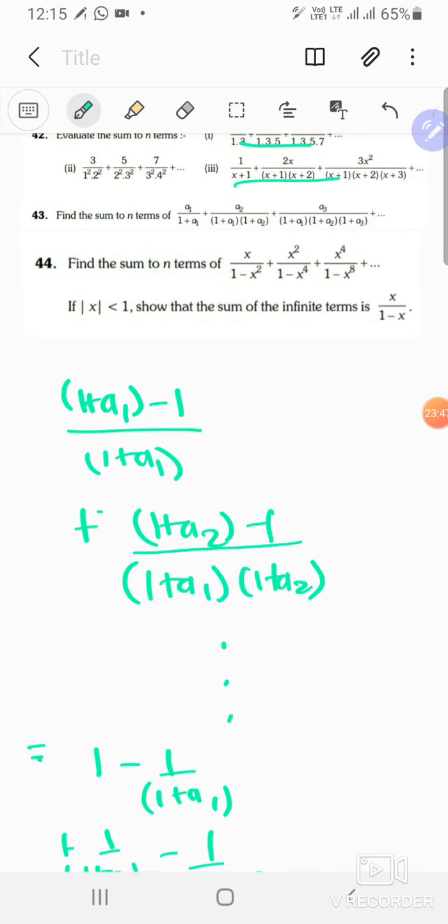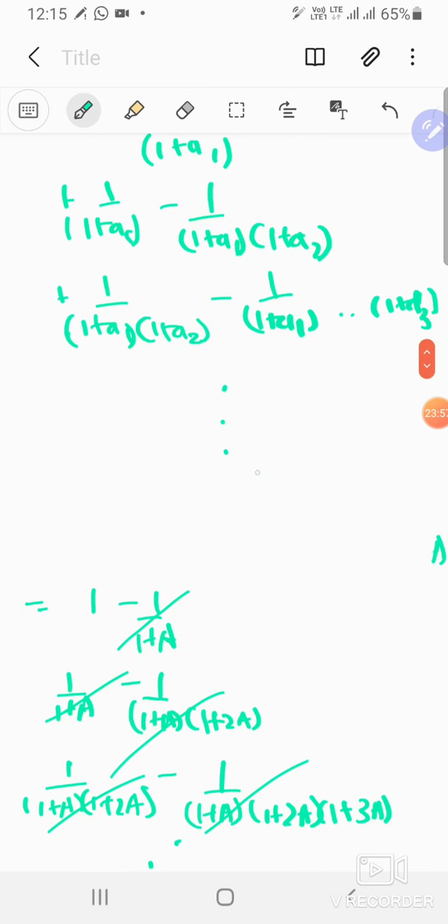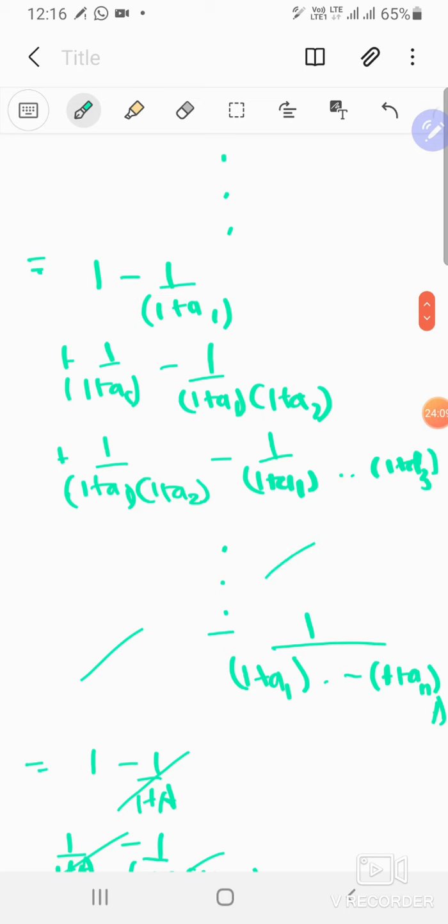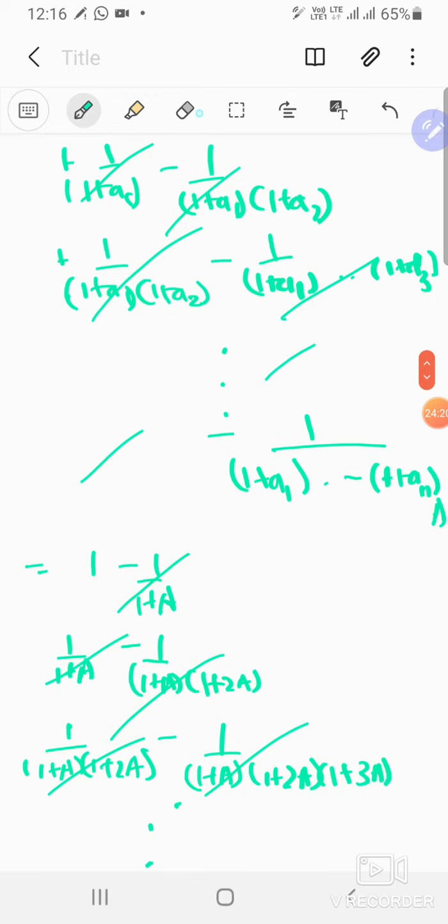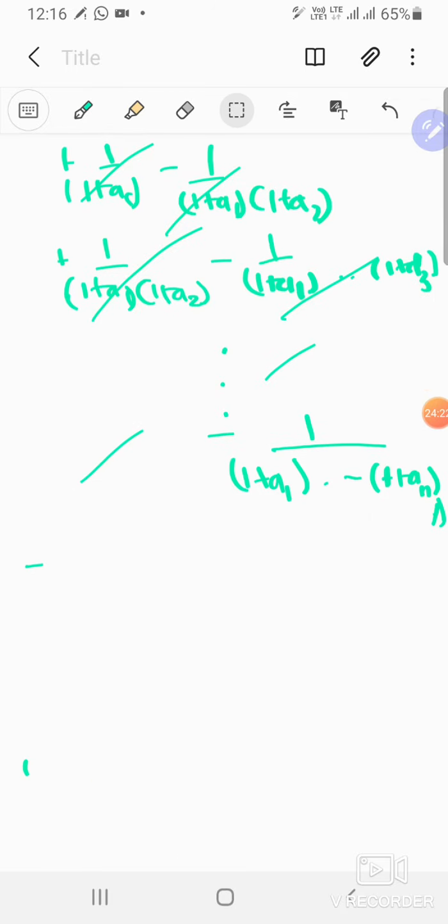So sum to n terms. Here you have 1, then you have 2, then you have 3, so eventually you will have an and then n brackets in the denominator. So the last term is going to be minus 1 upon, just as we saw earlier, 1 plus a1 all the way till 1 plus an, and then the previous term will cancel with the last term of the previous thing. Okay, you get that, yeah, and then everything will cancel.